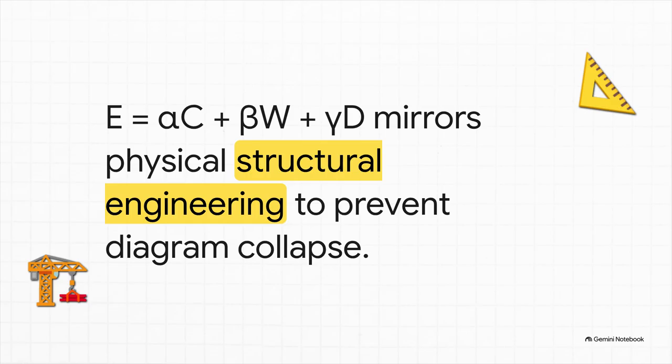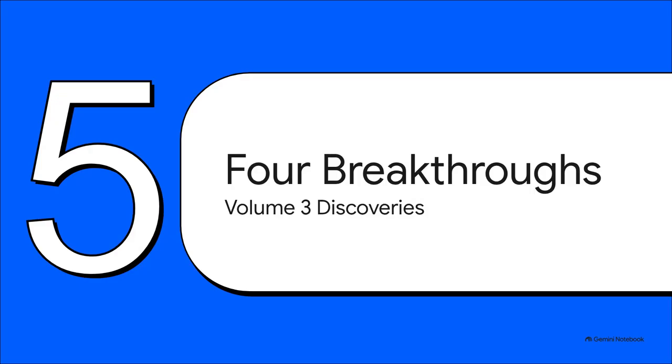What is literally mind-blowing to me about this equation is that Okumura realized it actually mirrors the exact math used in physical structural engineering. The same topology optimization principles used to ensure a massive steel bridge doesn't just collapse under its own weight are being applied right here to ensure an AI-generated diagram doesn't collapse under the weight of its own complex dependencies. It's literally bridging software architecture with physical architecture. Let's move to Section 5, 4 major breakthroughs.